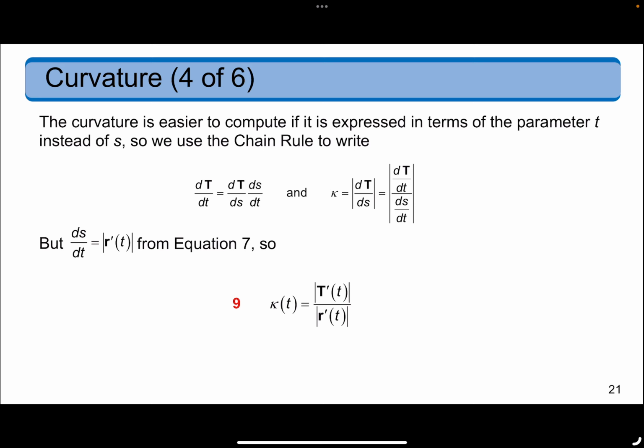And kappa is the magnitude of dT over ds, so we apply the chain rule again: dT over dt times dt over ds. But ds over dt is equal to the magnitude of r prime of t. So kappa of t is the magnitude of T prime of t over the magnitude of r prime of t.